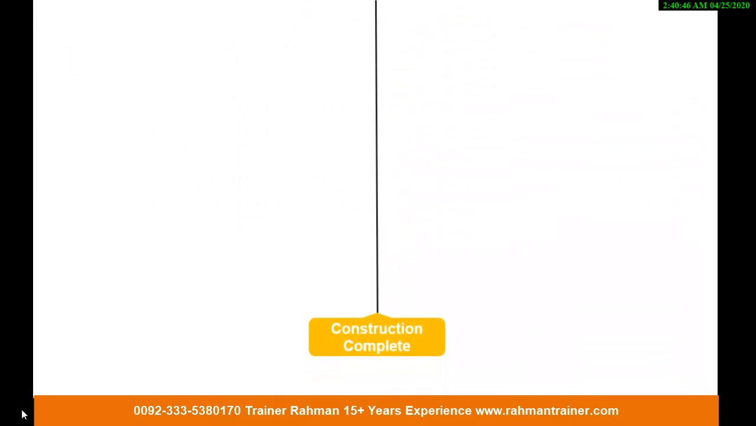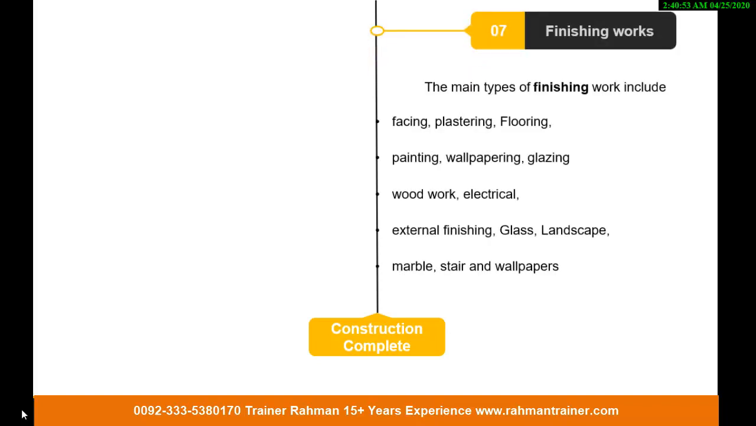Then the construction will complete only and only if finishing works are completed. The main types of finishing work include facing, plastering, flooring, painting, wallpaper, glazing, woodwork, electrical, external finishing, glass, landscape, marble, stair and wallpaper. There is a lot of more things like plumbing works, like water sewerage, water supply works.